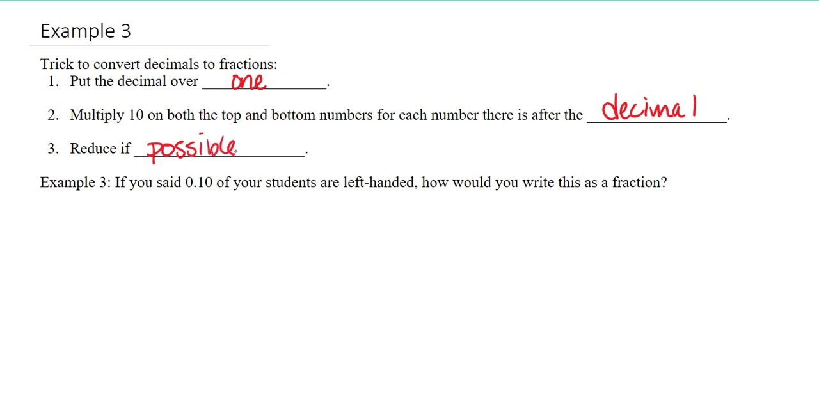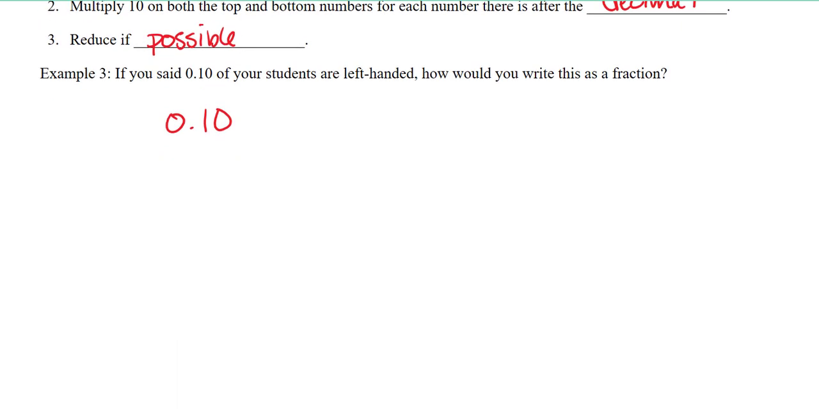So example 3, this will help solidify what this means. If you say we have 0.10 of your students are left-handed, how would we write this as a fraction? So what we're going to do is put this number over 1. Then we're going to multiply the top and the bottom by 10 for every number after the decimal. So notice we have a 1 and we have a 0.